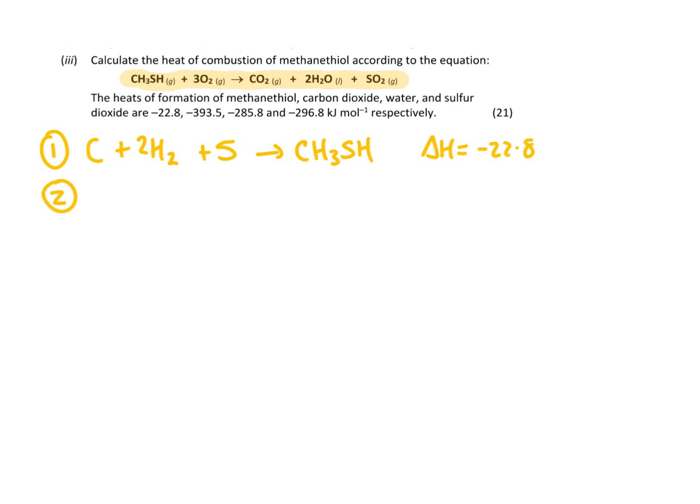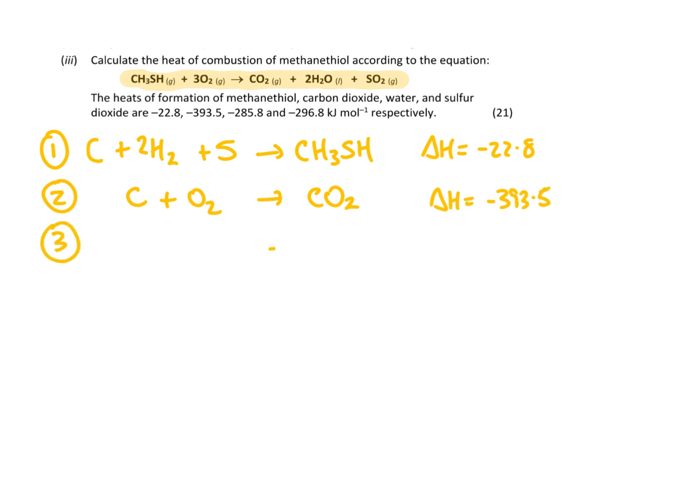The second equation that we're going to form then is the heat of formation of carbon dioxide. So carbon dioxide is CO2, so it is made from reacting carbon and oxygen, and your delta H value there is minus 393.5.